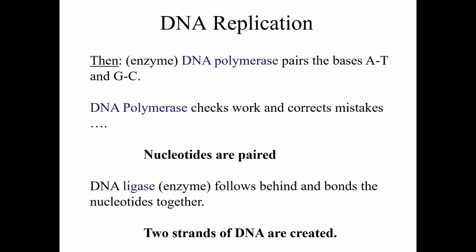So now the enzyme DNA polymerase pairs the bases, where it pairs A with T and G with C. And the DNA polymerase also carries out the functions of checking and correcting mistakes that may have occurred during polymerization, during the addition of the bases.